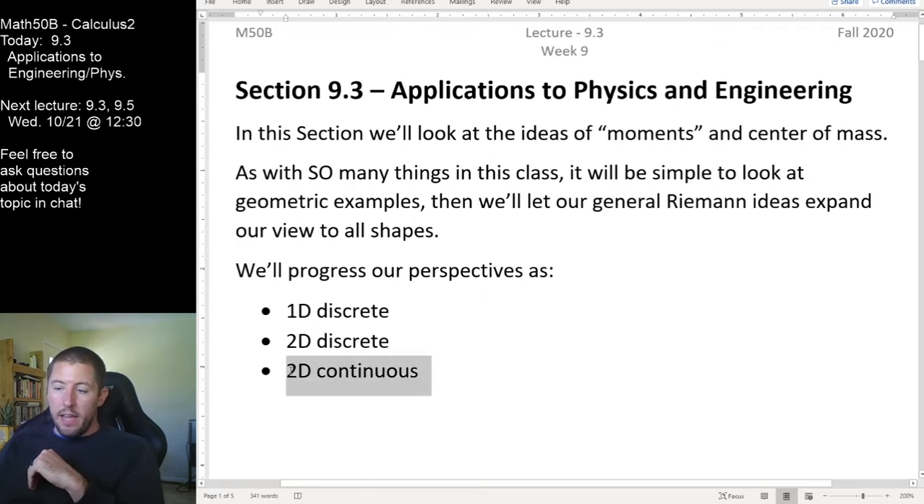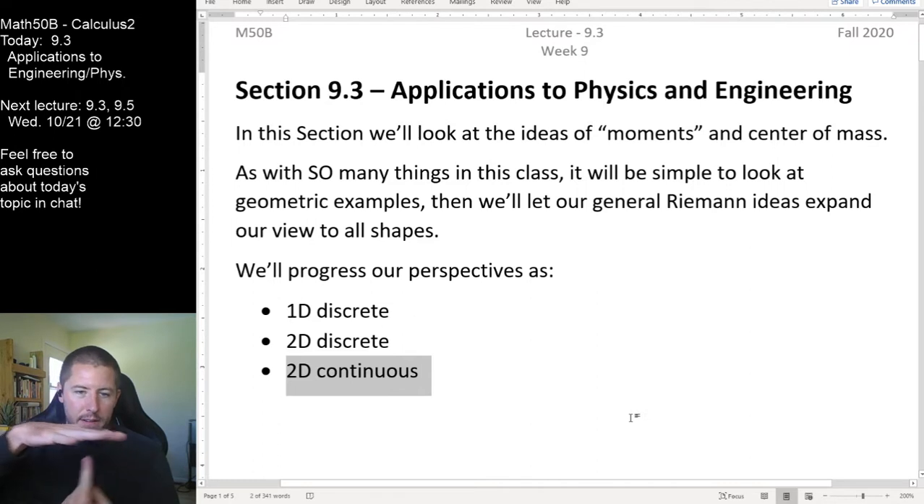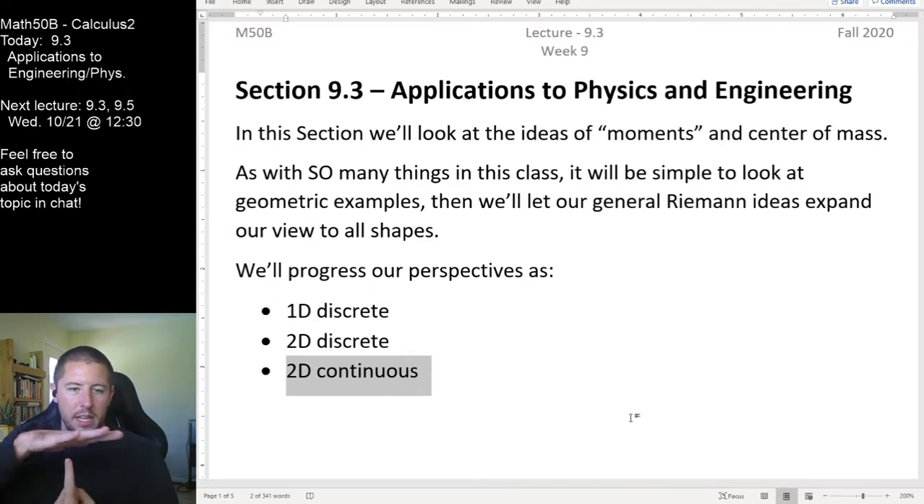Our goal for the day is to talk about the 2D continuous scenario, which is to say, where should you place a fulcrum, a point of balancing, so that an entire surface, whatever the shape may be, would be balanced to sit there rather than leaning to one side or the other. We want to know where that center of mass is.